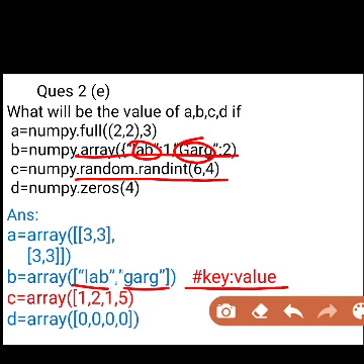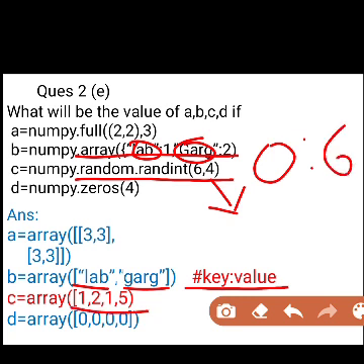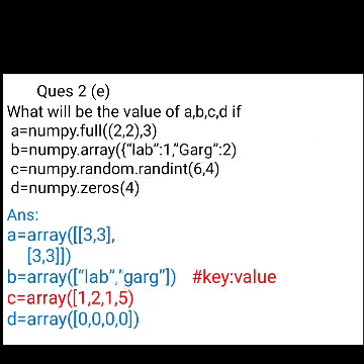Next is numpy.random.randint(6, 4). Students, the randint function creates an array of size 4 having integer random values from 0 to 6. So here these are the 4 elements and you can take any random integer from 0 to 6 in this case. Next, numpy.zeros(4) will take 4 elements and the value of all 4 will be 0, and this will be the final result.